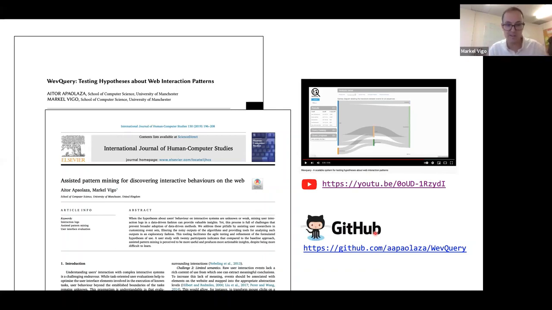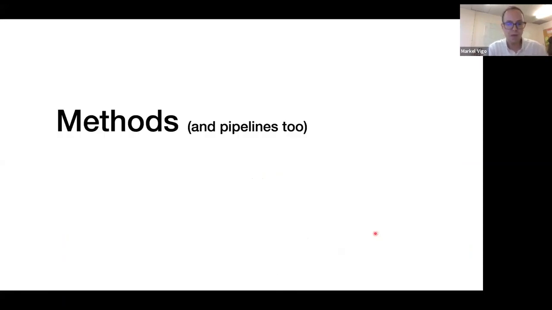And the user study suggested that indeed by using this kind of tools, user researchers are able to extract more meaningful understanding from user interactions, and they can use this for different purposes, as I mentioned before. Okay, so we have the tools. Now I move into the methods.